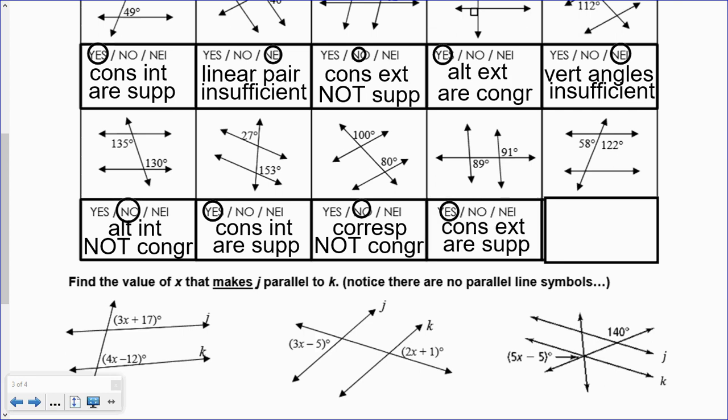I said consecutive exterior because I moved the 89, but if you move the 91 in, then it'd be consecutive interior. So it really just depends on what you guys want to do. And they are supplementary. What about the last one?